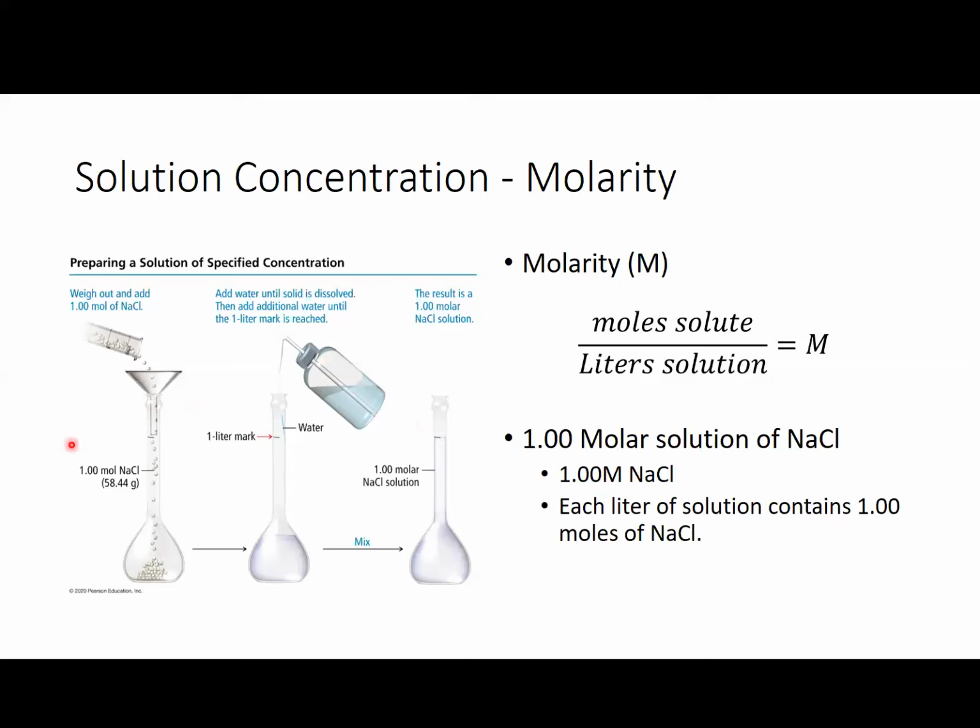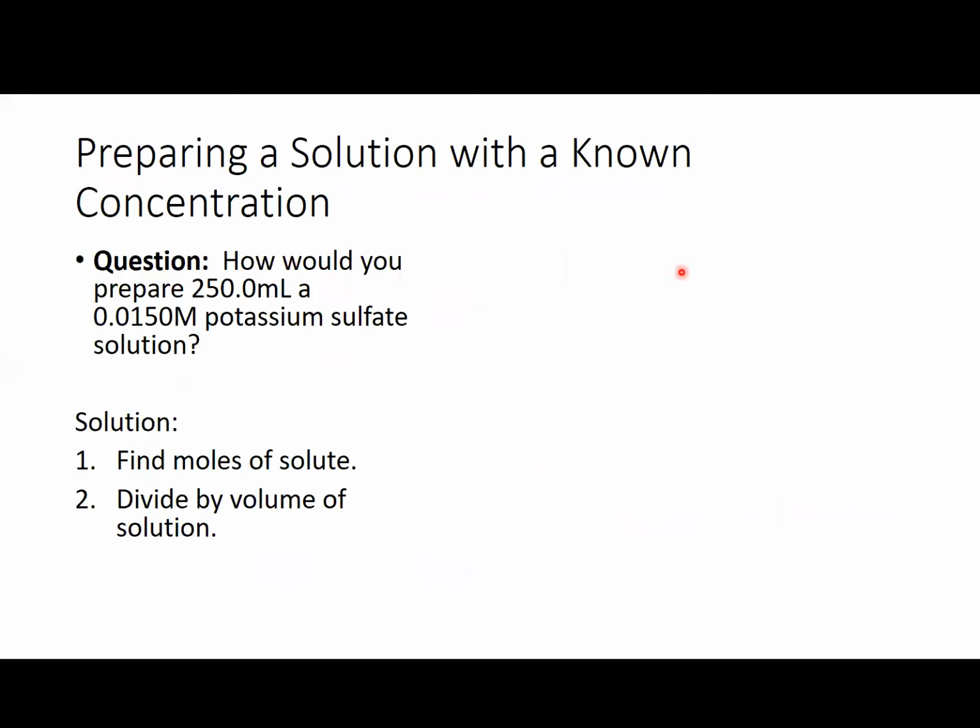So if I have 1 mole of sodium chloride, which weighs 58.44 grams, and I put it into a solution that has a final volume of 1 liter, then I can say I've got a 1 molar solution of sodium chloride. Every liter of this solution will contain 1 mole of sodium chloride. No matter what volume of solution I took out of this, its concentration would be 1 molar. And that is moles of solute per liters of solution.